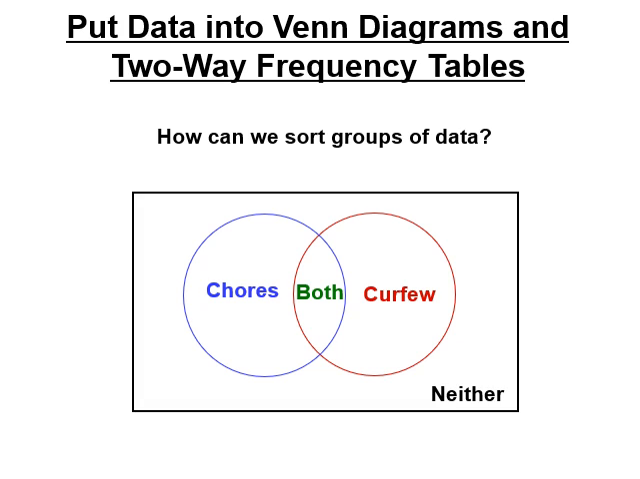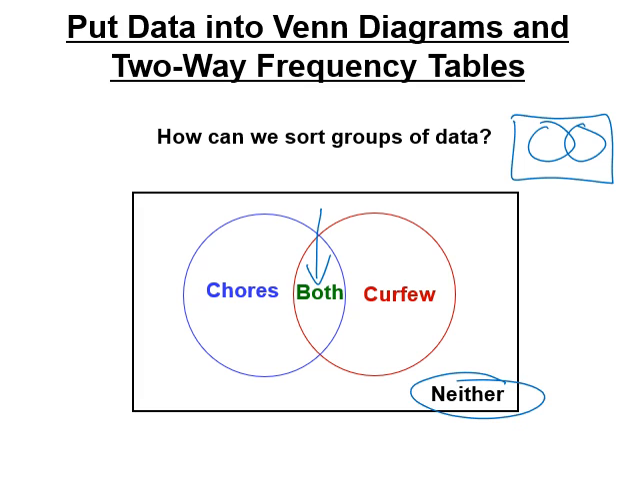So this is an example of a Venn diagram. There's a rectangle every time, and in that rectangle are two circles that overlap. In the overlapping portion is where you put the people who have both curfew and chores. In the lower right-hand corner is where you put people who had neither curfew nor chores, what we just did. And then each circle shows the people who have one but not the other: chores, not curfew; curfew, not chores.